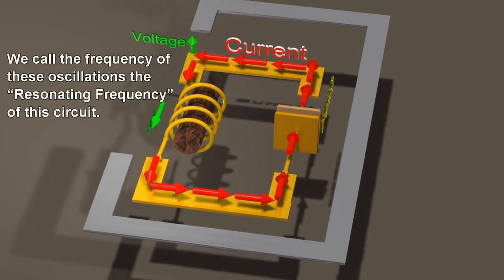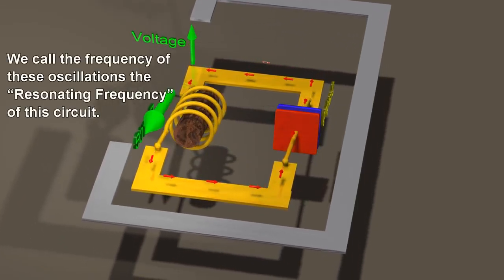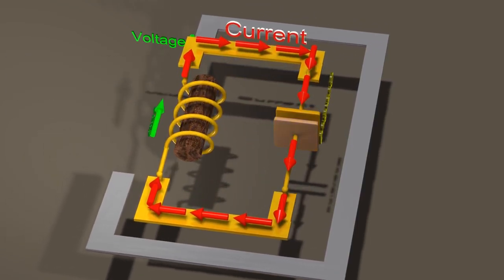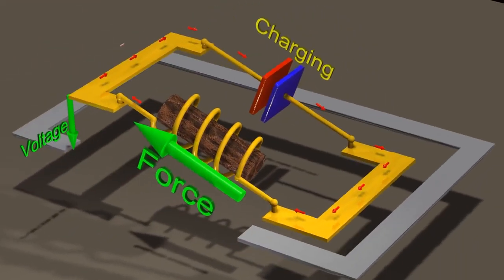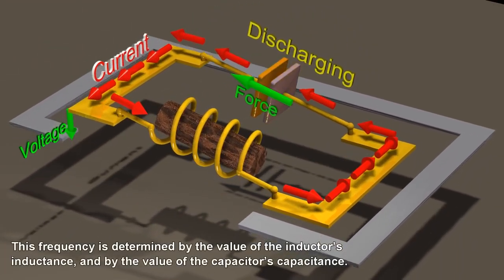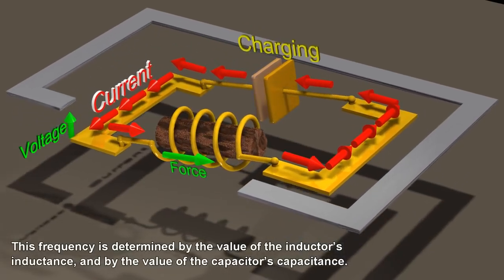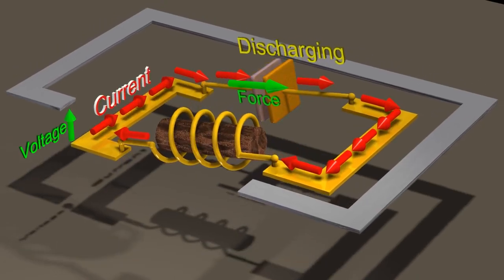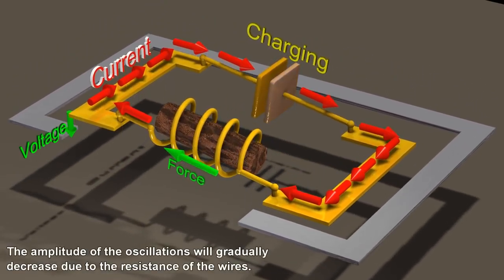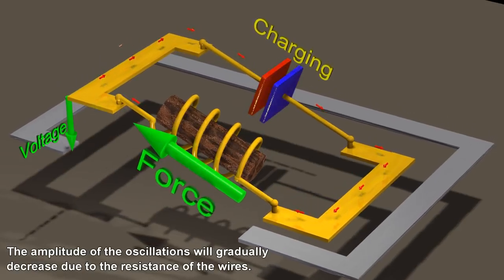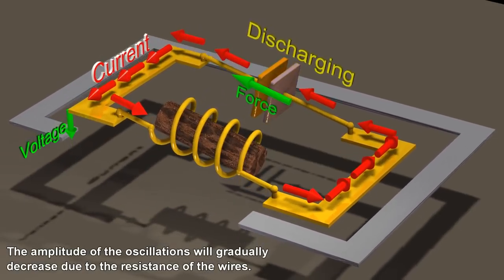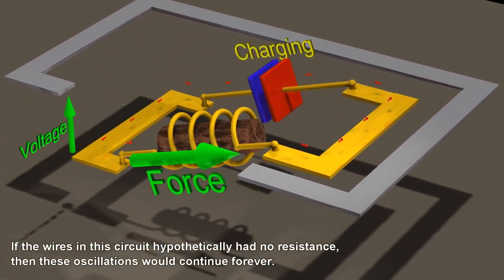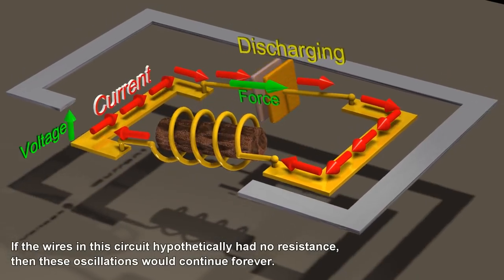We call the frequency of these oscillations the resonating frequency of this circuit. This frequency is determined by the value of the inductor's inductance and by the value of the capacitor's capacitance. The amplitude of the oscillations will gradually decrease due to the resistance of the wires. If the wires in this circuit hypothetically had no resistance, then these oscillations would continue forever.